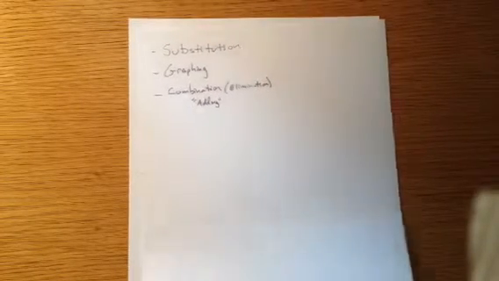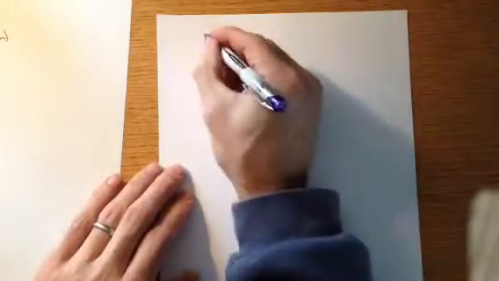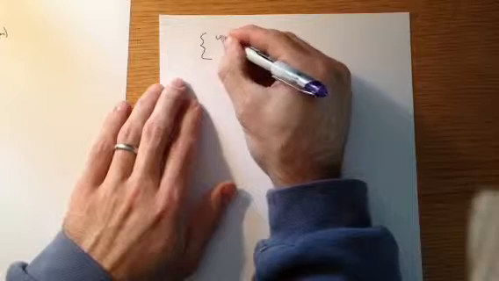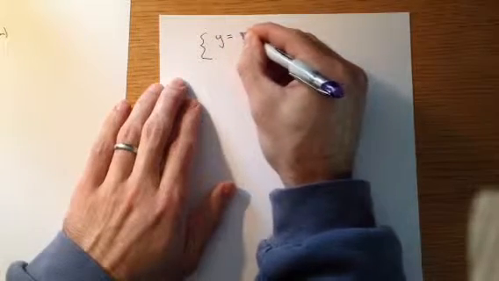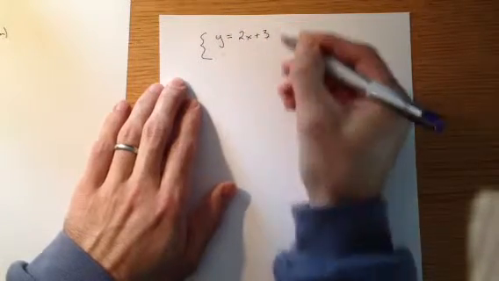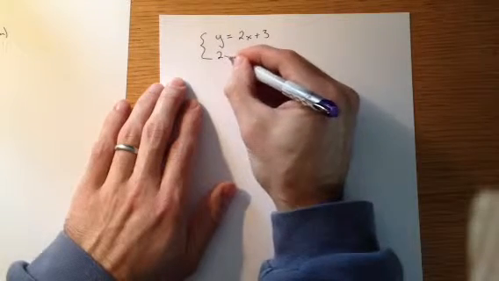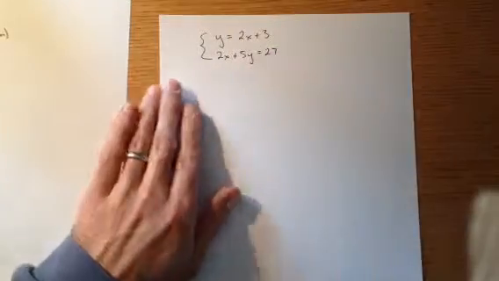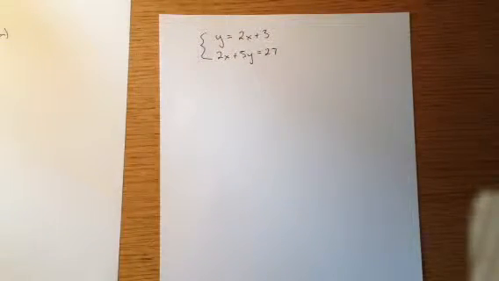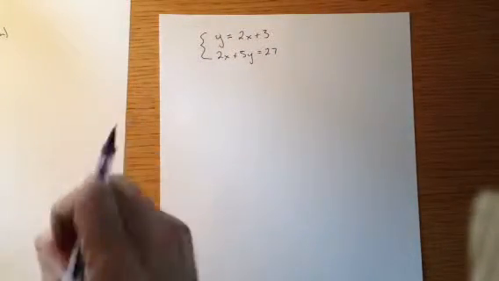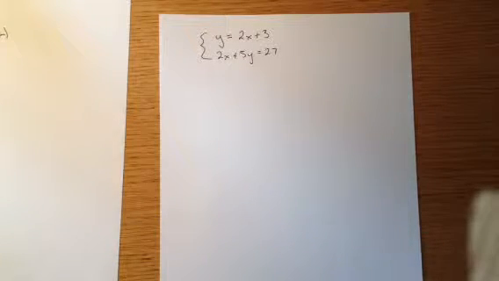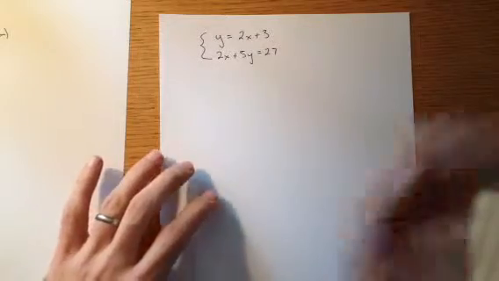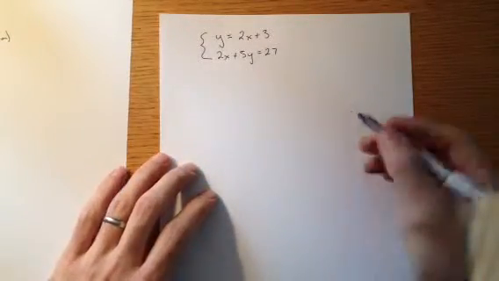So let's take a look at a system that might be most easily solved using substitution. y equals 2x plus 3 and 2x plus 5y equals 27. So these two linear equations together form a system. Remembering that a system is anytime you have two or more equations that are often working together somehow.